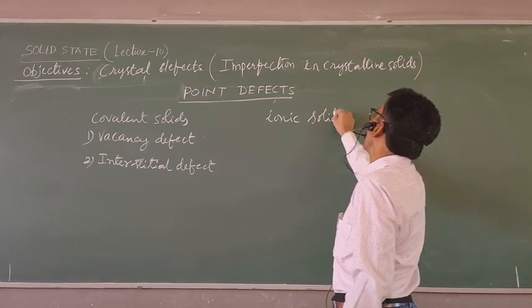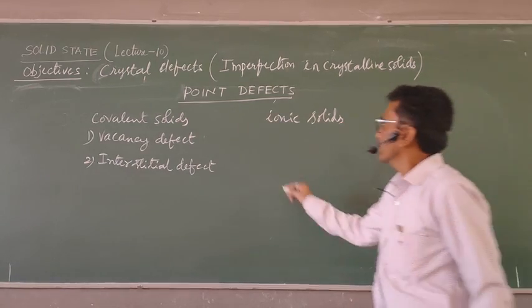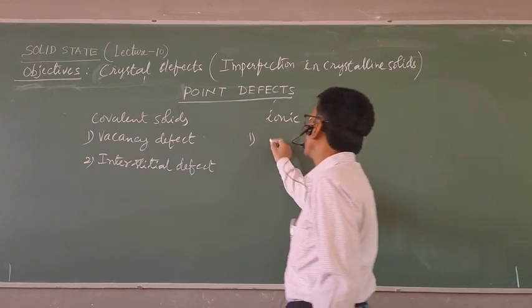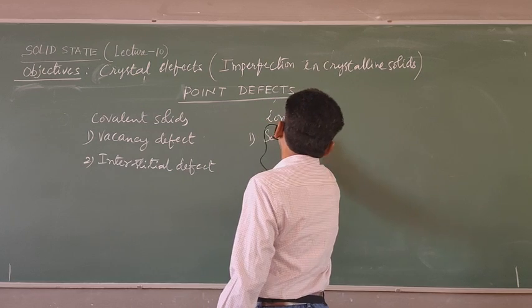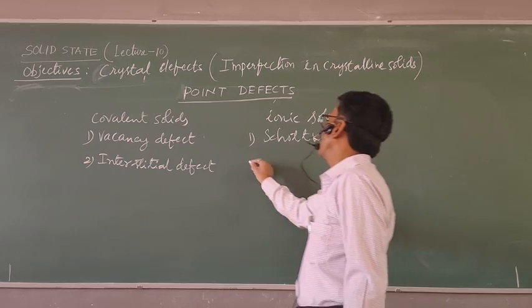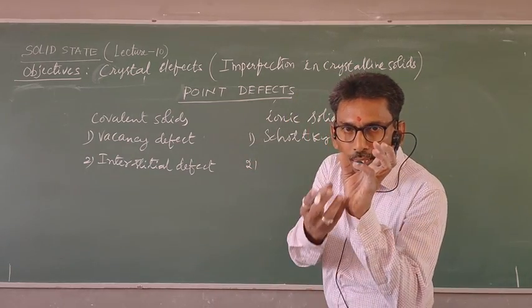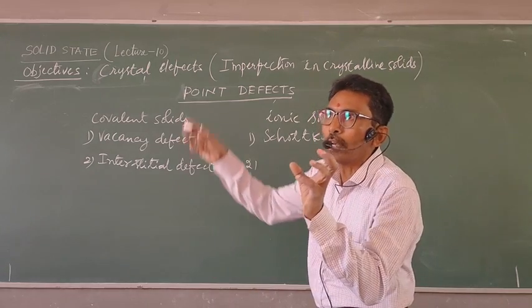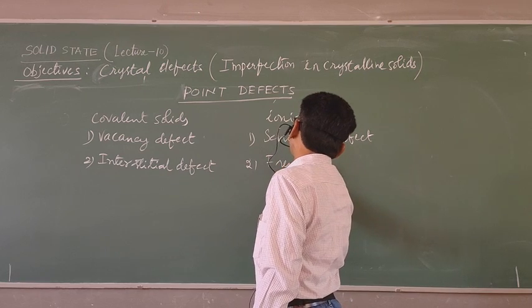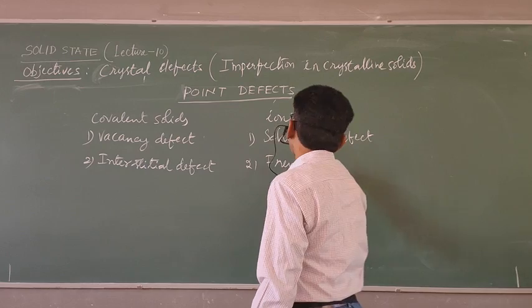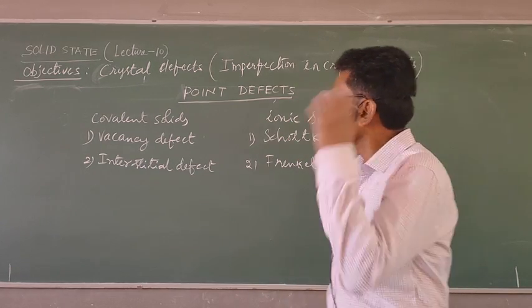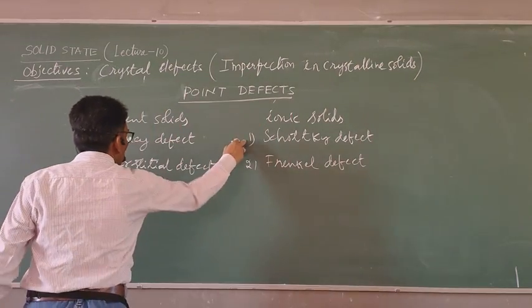In ionic solids, an equal number of anions and cations missing from their lattice points is a Schottky defect. Correct. Next, when a smaller cation is dislocated from its lattice point and occupies an interstitial space, that is Frenkel defect. That is about this. And now other things about Schottky defect.